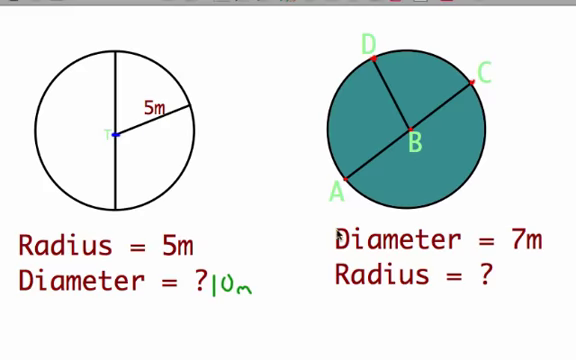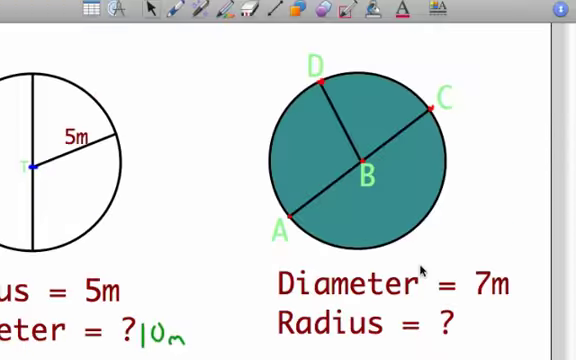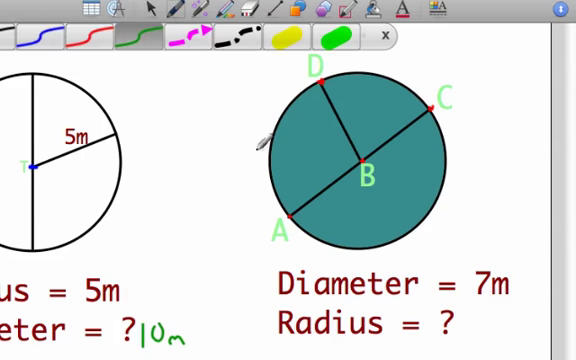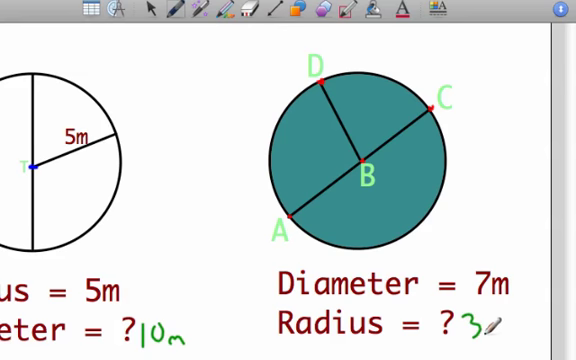All right, we see a nice little colorful circle here. And this time they give us the diameter. The diameter is 7 meters. So what they're saying is the distance from A going through center point B and all the way over to C is 7 meters. So they want to know, what's the radius? What's the distance from B to D? Or from B to A? Or from B to C? So we have 3 radii in this instance. And since diameter is twice as long, we would divide 7 by 2. So 7 divided by 2 would be 3.5 meters. So your radius here would be 3.5 meters.